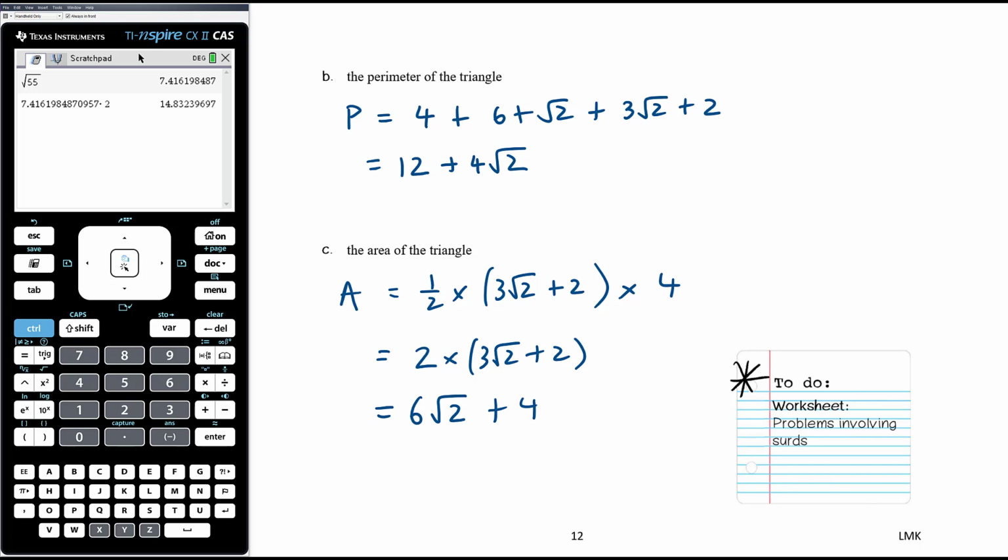But leave our answers nice and exact involving the surd, unless the question tells us to give an answer rounded to a particular level of accuracy. Okay, so there's a worksheet with an assortment of Pythagoras and measurement problems that involve or result in surds.